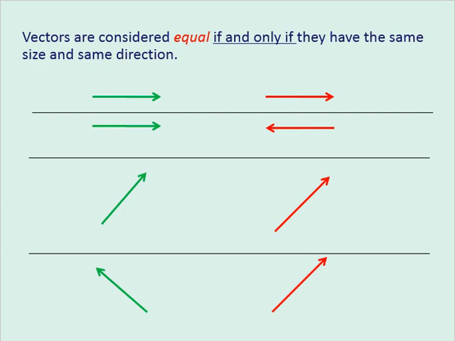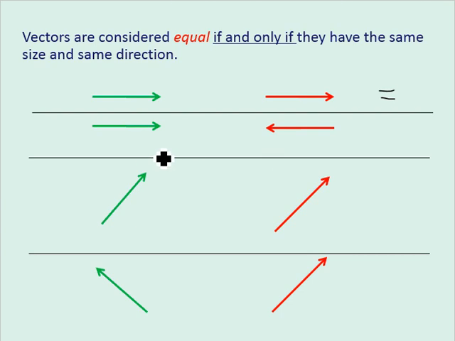Vectors are considered equal if and only if they have the same size and direction. They don't have to have the same starting and stopping position. They just have to have the same size and the same direction. And that becomes important when we want to do some manipulation with vectors and we want to be able to move them around. So let's look at some examples. This first set here, same size, same direction. These guys are equal.